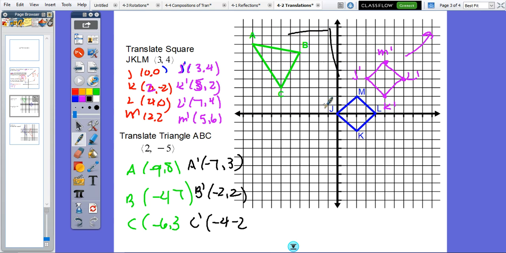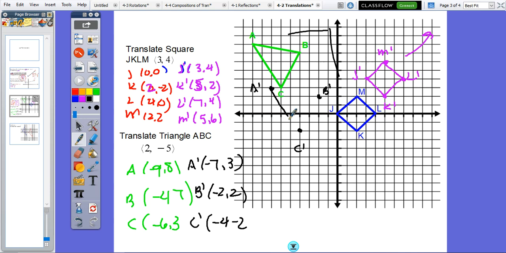So C, we said negative 4, 2, negative 2. We went the wrong direction. I went the wrong direction. 1, 2, 3, 4, down 2. There we go. There's our C prime. A is over here at negative 7, 3. There's our A prime, and then B prime, of course, at negative 2, positive 2, right there.